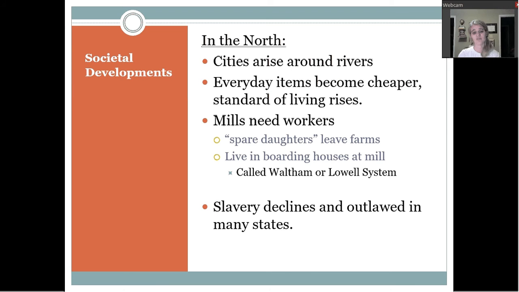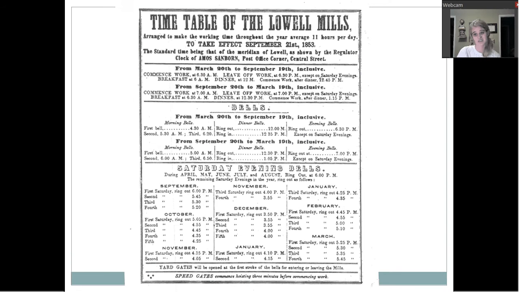As these factories are developing, slavery begins to decline and is in fact outlawed in many northern states. It wasn't automatically outlawed in the North. This is something that took time. There were slaves in the North for the first part of American history, but slavery is starting to decline in the North. It's not necessary up there anymore.